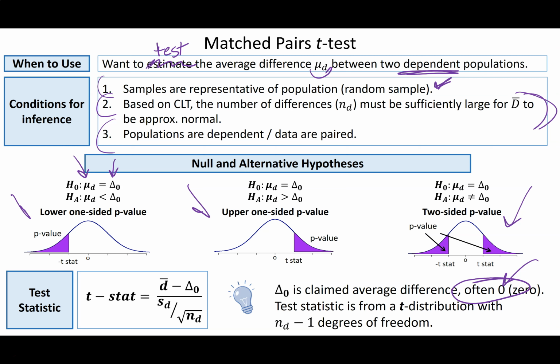And when you do that, because obviously we don't know any standard deviation of populations, our test statistic is going to be a t-test statistic. So we're going to take the average difference we saw from the samples minus the claimed difference, which almost always is 0, over the standard deviation of the differences over the square root of the number of differences. In our reference distribution, it's going to be a t-distribution with degrees of freedom equal to the number of differences minus 1.